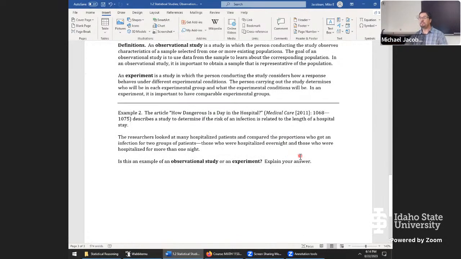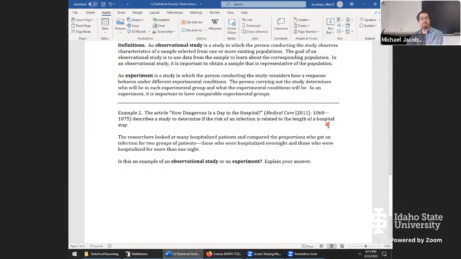Well, here's the same definitions again, and same kind of question. Is this an observational study, or an experiment? Let's see if we can decide which is on this one. So in example 2, we're looking at an article that says, how dangerous is a day in the hospital? It sounds like it's an interesting study. This was in 2011, published in the journal Medical Care, and it describes a study to determine if the risk of an infection is related to the length of a hospital stay.